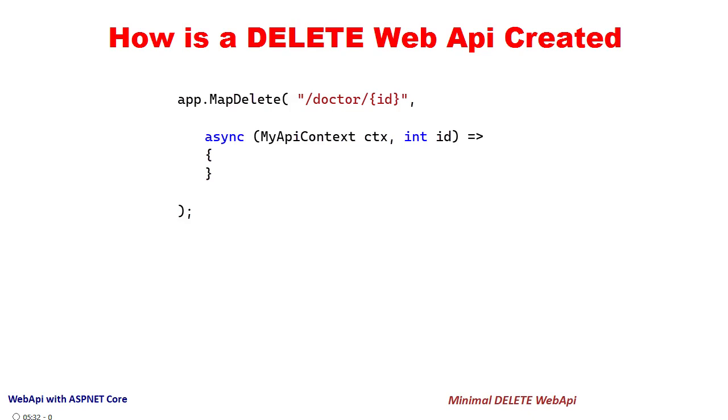A delete web API can be easily created with the map delete extension on the application class. The first parameter of this function contains the route template that includes a parameter for the unique ID of the record that has to be deleted. The second argument is a function that receives that ID as a parameter. This parameter is provided by EF core from the matched route.